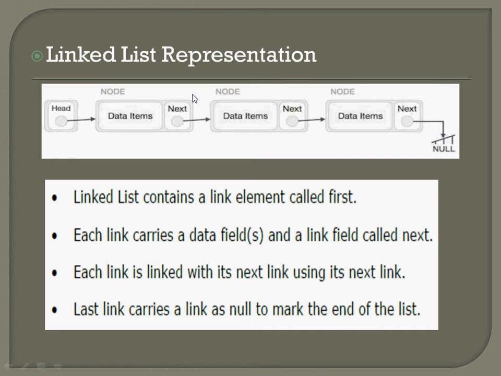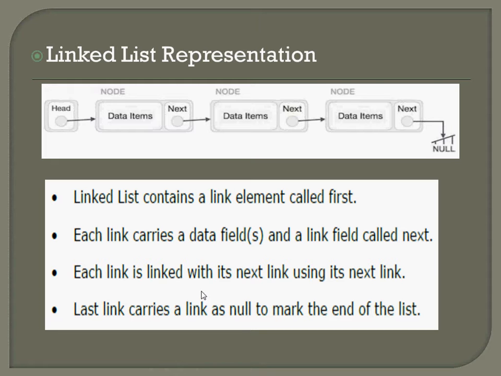The next field is the field which contains the address of the next node. It contains the access of these elements. Then this is the first element address. This is what is called first. Next, a linked list contains a link element called first.